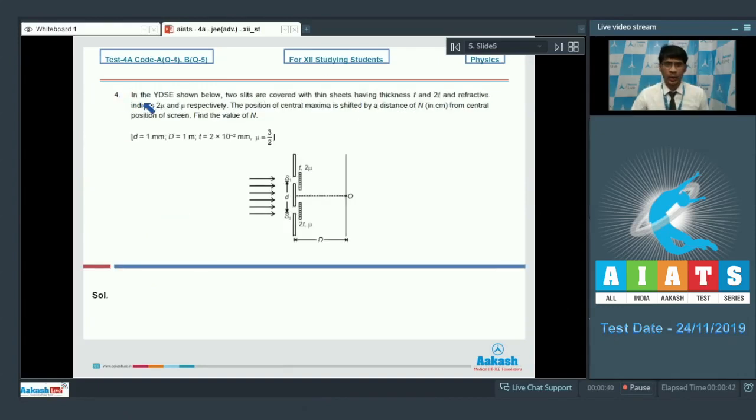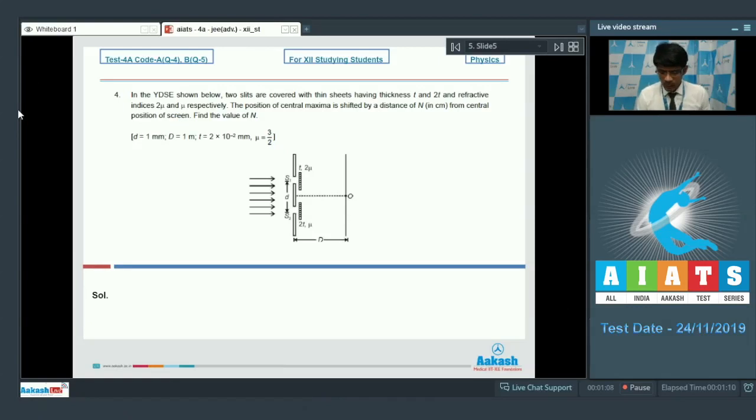In question number 4, in the YDSE shown below, two slits are covered with thin sheets having thickness T and 2T and refractive indices 2 mu and mu respectively. The position of the central maxima is shifted by a distance of n centimeter from the central position of the screen. Find the value of n. Given small d to be 1 mm, capital D to be 1 meter, and T equal to 2 into 10 to the minus 2 mm. Mu is equal to 3 by 2.